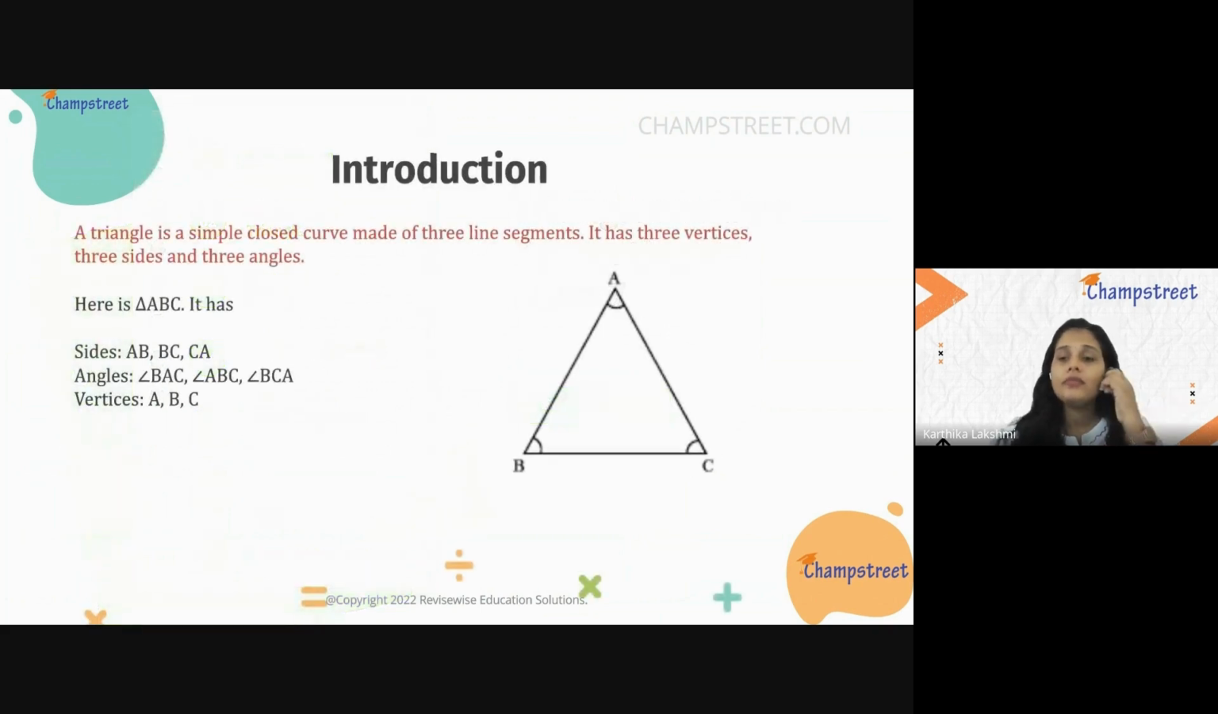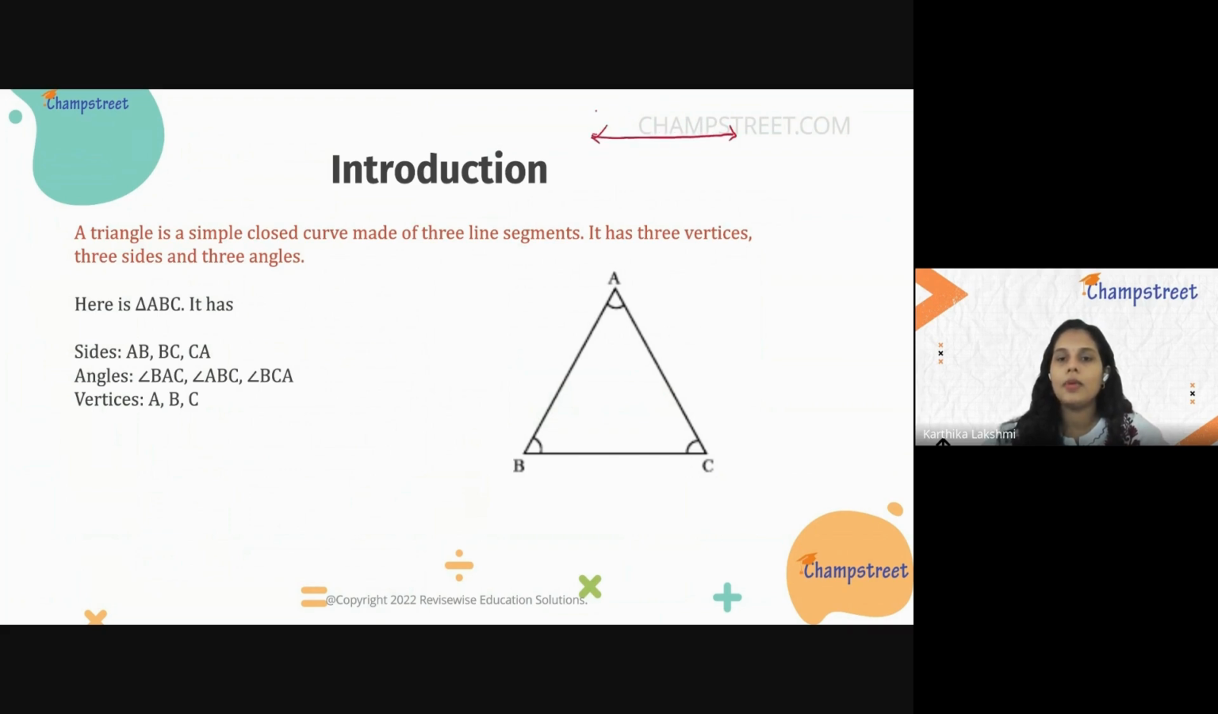And here, you can see the introduction for a triangle. What are triangles? I'm going to read the definition. A triangle is a simple closed curve made up of three line segments. It has three vertices, three sides, and three angles. So I'll give you a task. There are three line segments here.